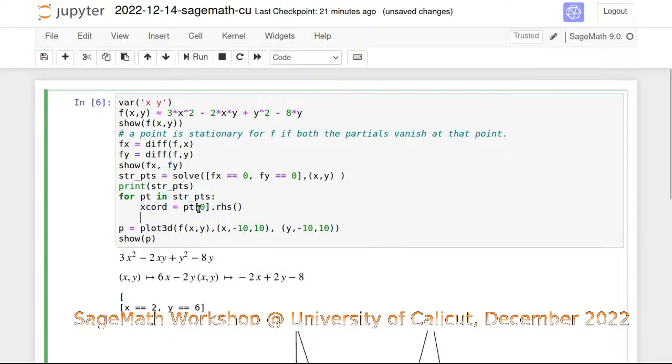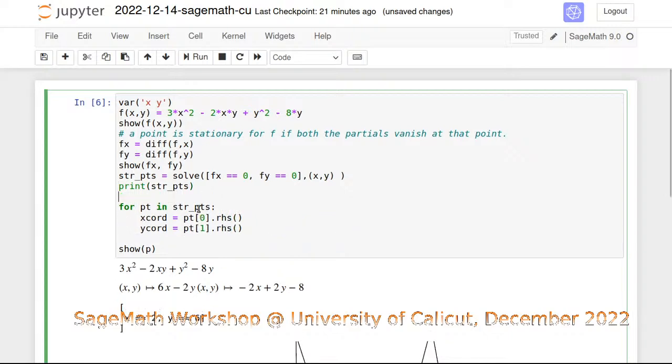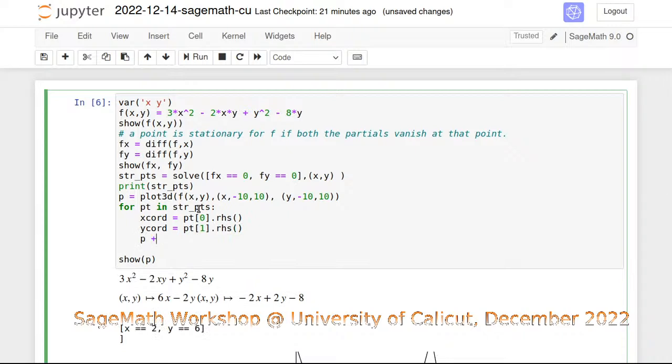Now similarly y coordinate is pt 1 dot RHS. The plotting, let us move it upward so that we can add to p, p plus equal to.